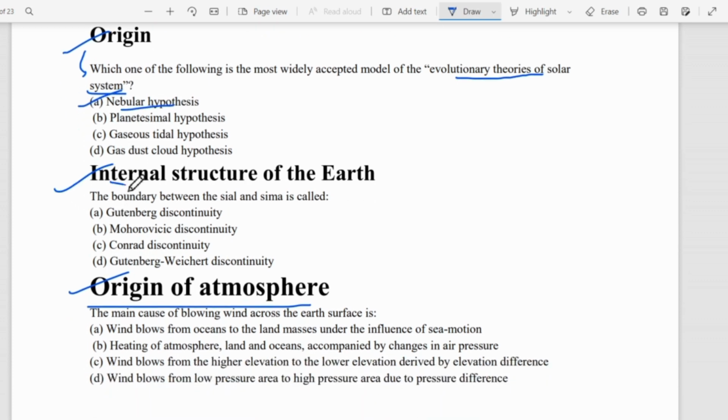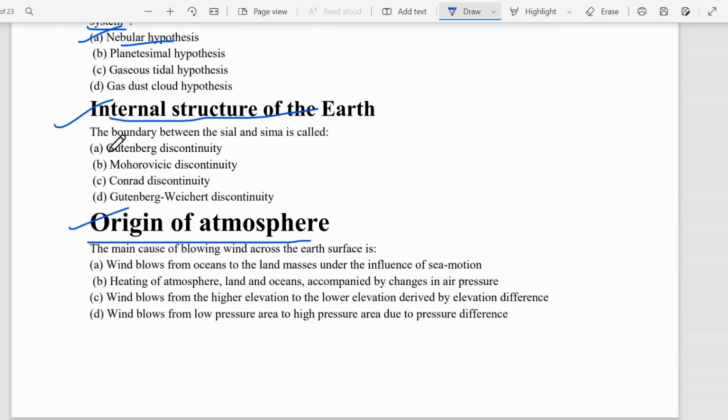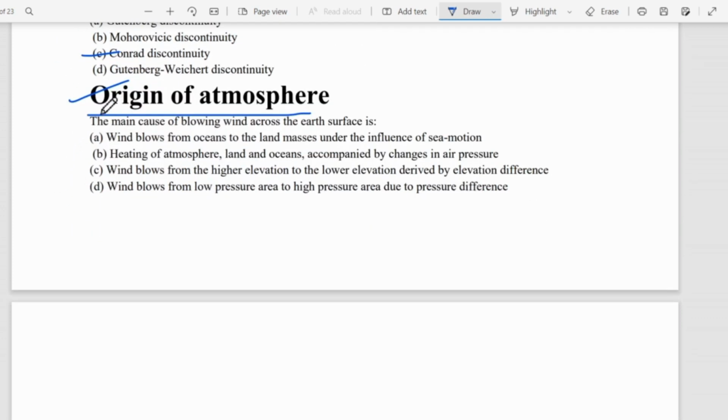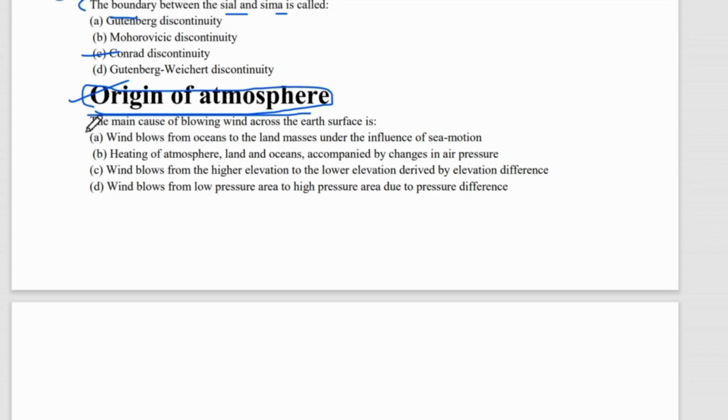Third one is internal structure of the Earth. So on the basis of this, they have made a question like the boundary between Sial and Sima is called as Conrad discontinuity. Okay. Next topic is origin of atmosphere. So the question is the main cause of blowing wind across the Earth's surface. So it is the heating of atmosphere, land, ocean accompanied by the changes in air and pressure.